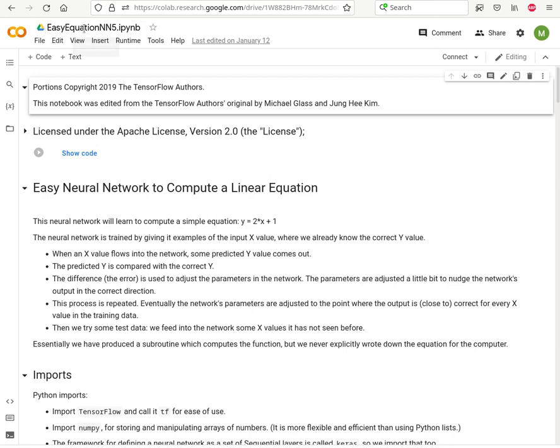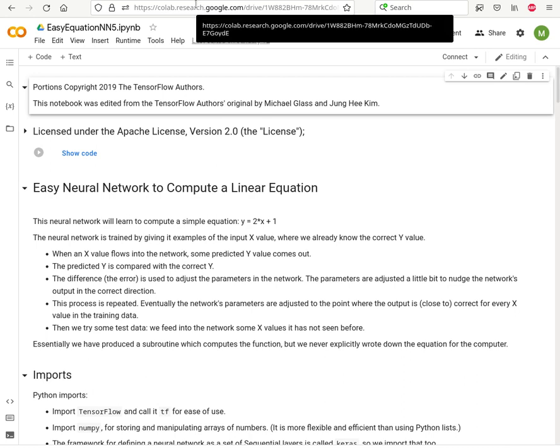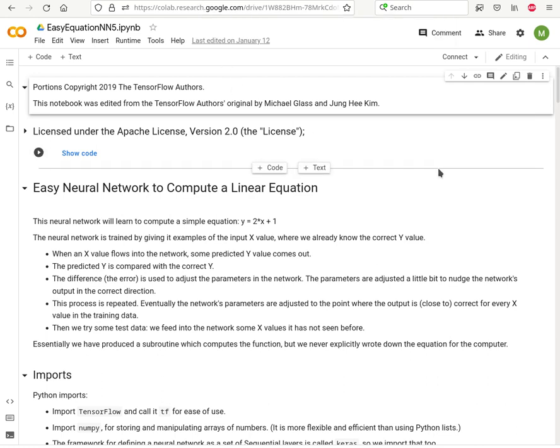From Blackboard, you can download this Python notebook. It's called Easy Equation NN5.IPYNB, and you can run it in Google Colab. And I'll put the link to Google Colab also in Blackboard so people have that. If you're not familiar with Python notebooks, we'll try to find some help for you to learn that real quick. But you can certainly watch this and understand it.